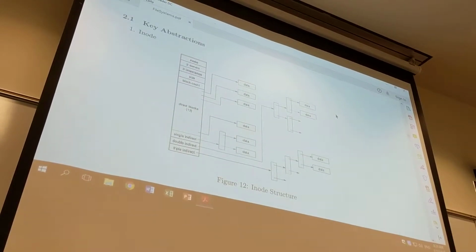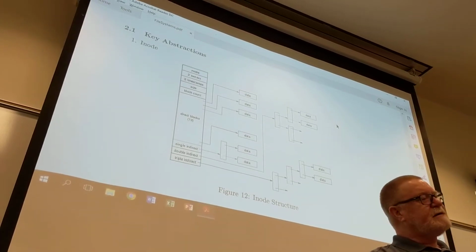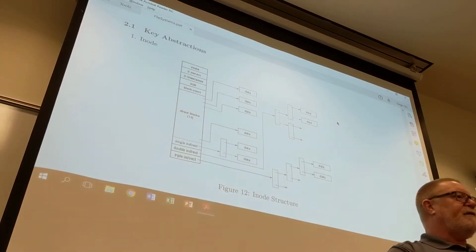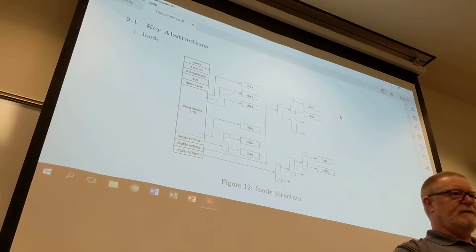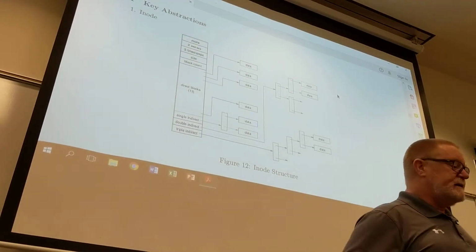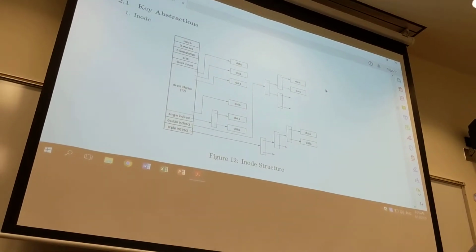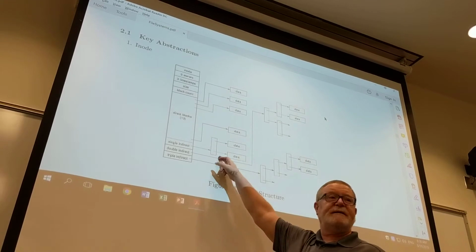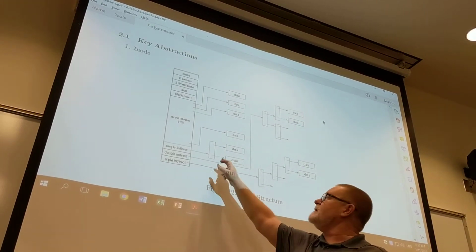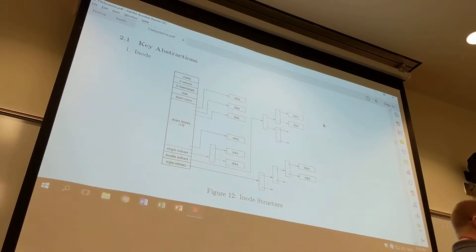Indirect blocks are pretty interesting, in that indirect blocks point to blocks that then point to data blocks. So what's happening on a single indirect is we have a block, and it's the same size as the data blocks, and it contains pointers to data blocks. So let's think about how this works.